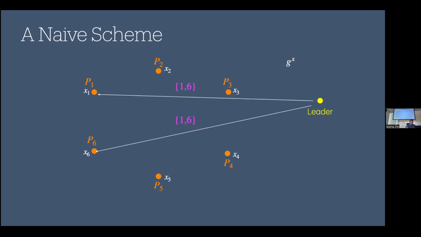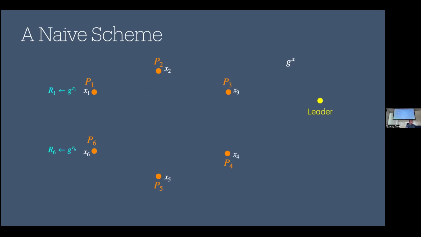Okay, so the first thing the leader does in this example is pick 1 and 6 to sign. She tells them, okay, 1 and 6, you're signing. They compute some R1 and R6, which are random, and send them back. The leader computes R as the product of R1 and R6.